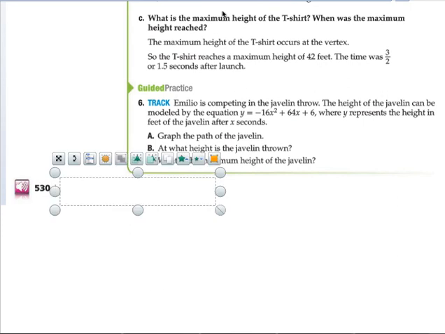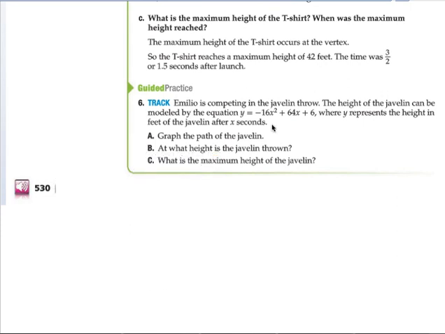If we look at this problem right here, Emilio is competing in a javelin throw. The height of the javelin can be modeled by this equation, where y represents the height. Graph the path of the javelin. Okay, so you graph it in your graphing calculator. Just go ahead and put that in. At what height is the javelin thrown? Okay, so you're going to want to know what's the height at the beginning, and so that's the y-intercept. So that's just 6. That's easy.